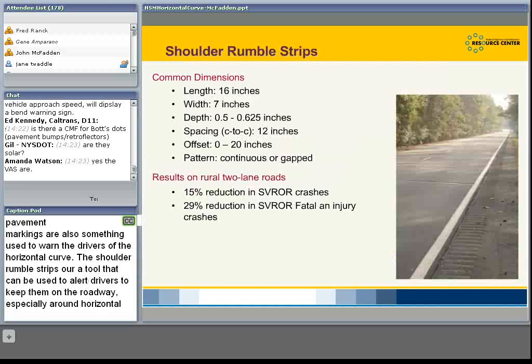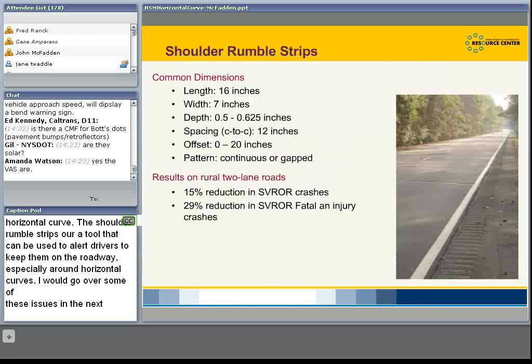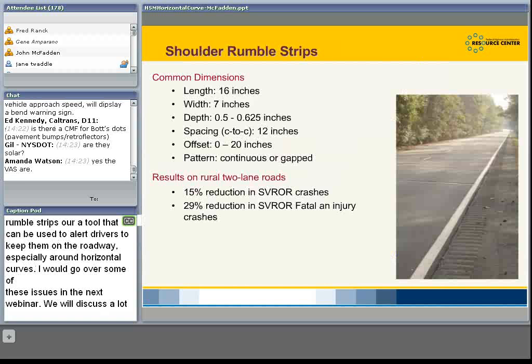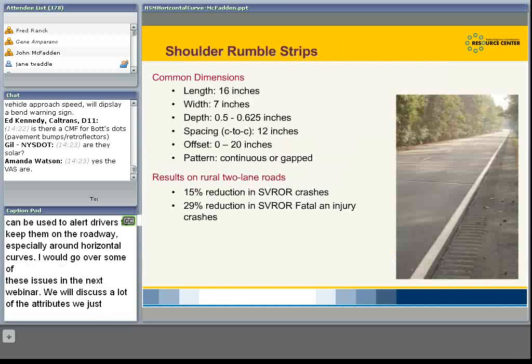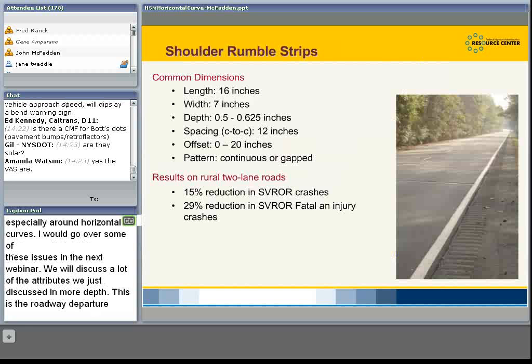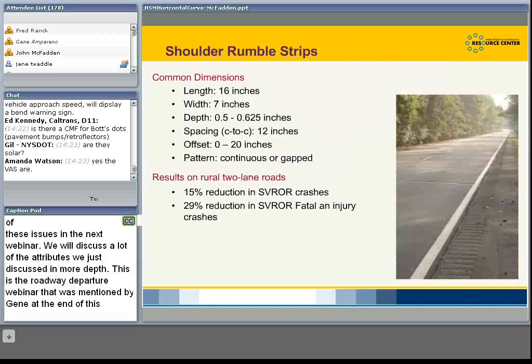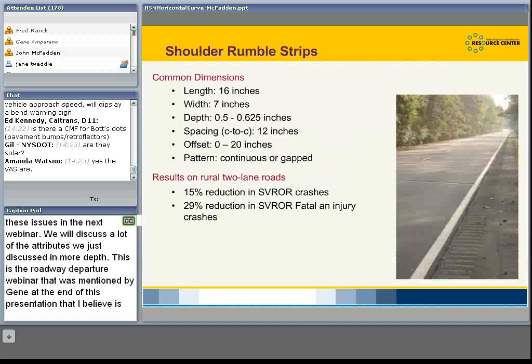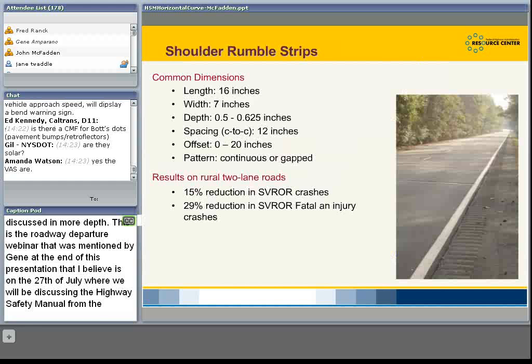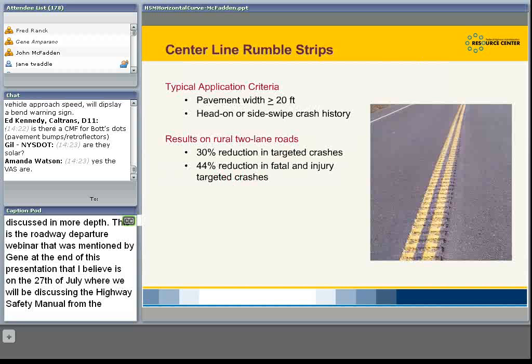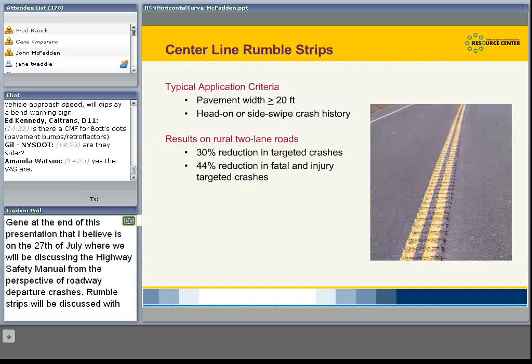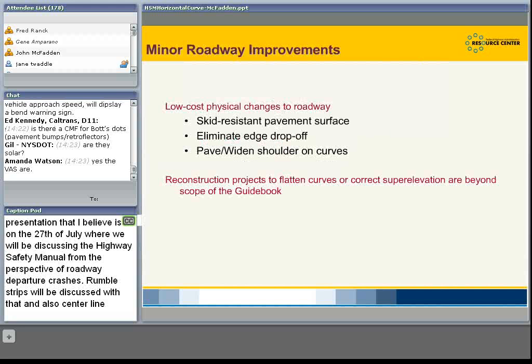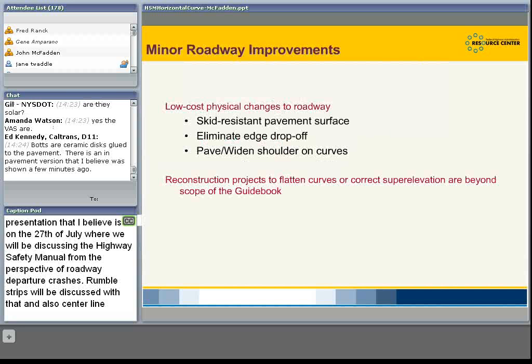Dynamic curve warning systems are also, and now we're talking about higher end and a little more costly devices, to really shout out to the drivers there's something coming up that you might not be expecting. In-lane pavement markings are another tool that can be used to warn the drivers of a horizontal curve, in this case the advisory speed for that curve. Shoulder rumble strips are also a tool that can be used to alert drivers to keep them on the roadway, especially around horizontal curves. I go over some of these issues.